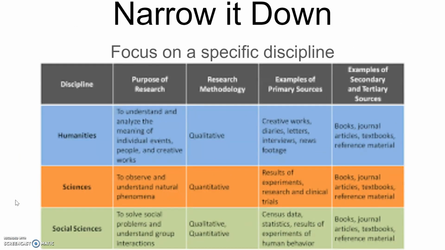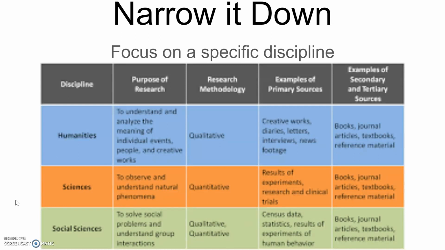So once you've dipped your toe in the water, you want to narrow it down and focus on a specific discipline. So you want to focus on the humanities, sciences, or social science. You want to specifically choose one, because each kind has its own purpose of research and method. If you focus on humanities, you have a different purpose than in a science or in a social science. So you really want to narrow it down to a specific discipline.